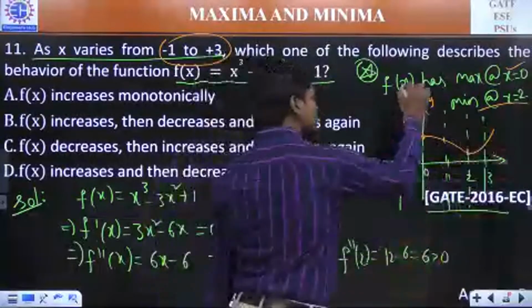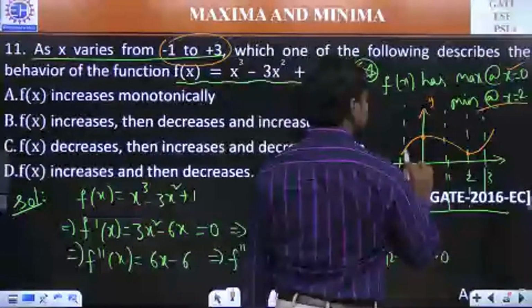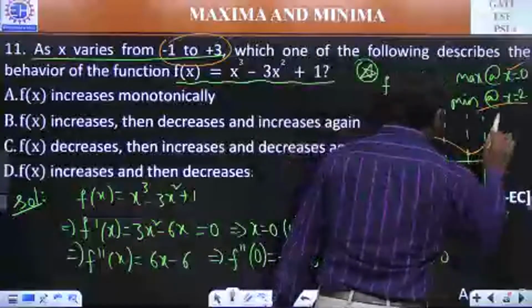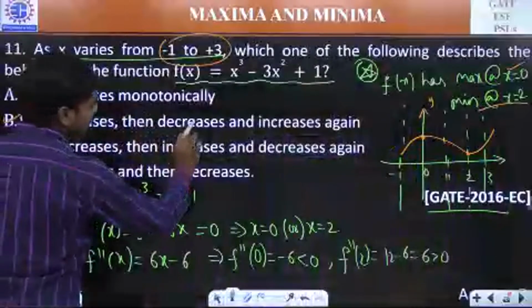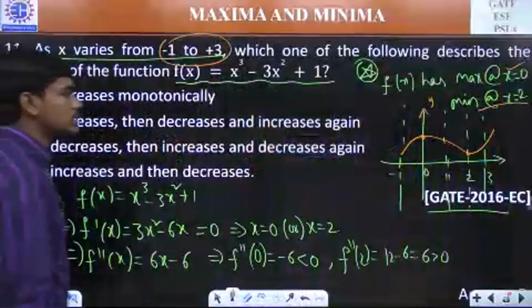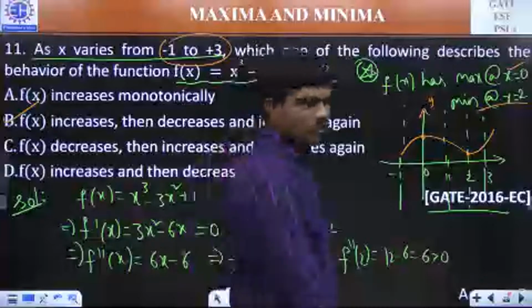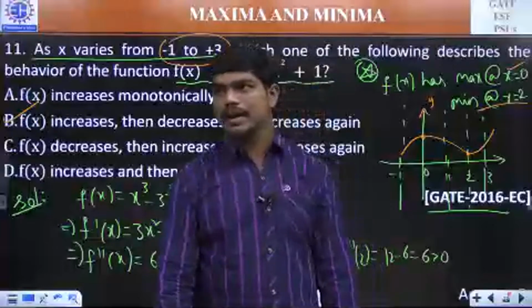Which means within this interval -1 to 3, the function increases, then decreases, and again increases. So the function initially increases, then decreases, and again increases. So this is option B. Clear to all of you? Did you all understand the logic behind this?